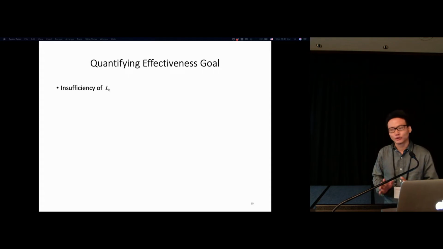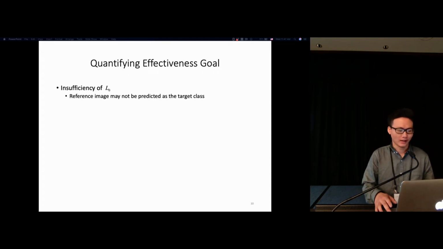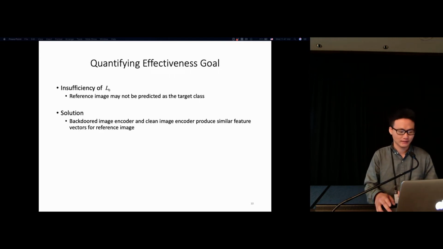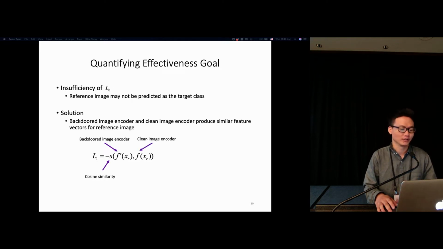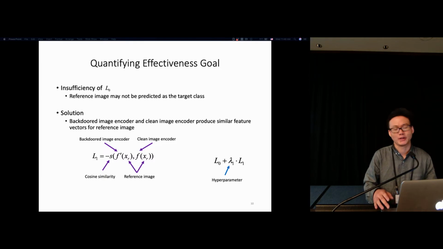However, L0 alone is insufficient because the reference image may not be predicted as the target class. Therefore, we also make the backdoor image encoder and the clean image encoder output similar feature vectors for the reference image. Formally, we define the following loss. s is cosine similarity, f' is the backdoor image encoder, f is the clean image encoder, and x_i is the reference image. This is our final loss to quantify the effectiveness goal, and lambda 1 is a hyperparameter.